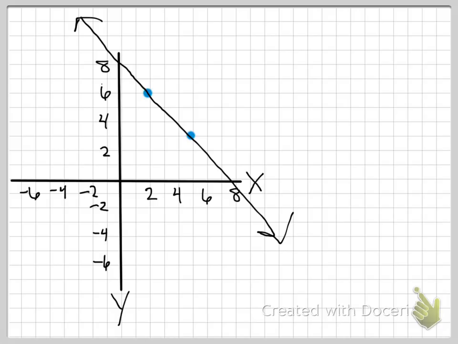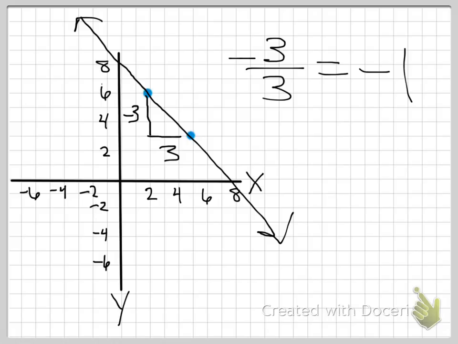All right, and you're looking at the change in the rise. Well, you go from 6 down to 3. Now notice the way the line is slanting down to the right, so you know it's negative. Negative 3 over, and you go from 2 to 5, over 3. This, however, is not your final answer. Your final answer is going to be negative 1, because you do want to simplify.